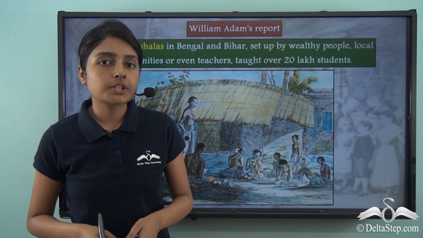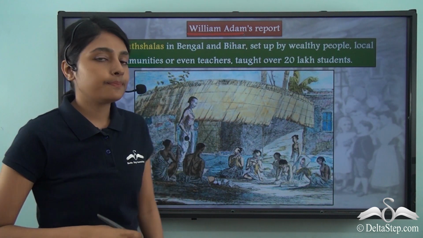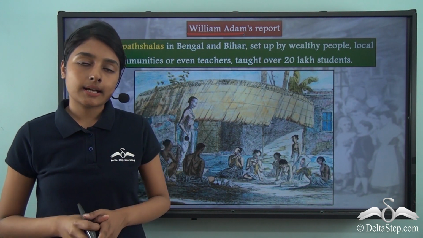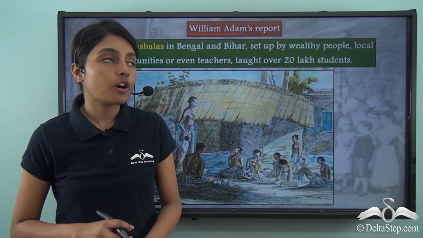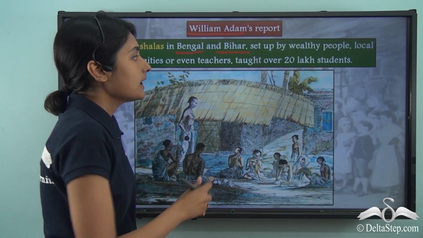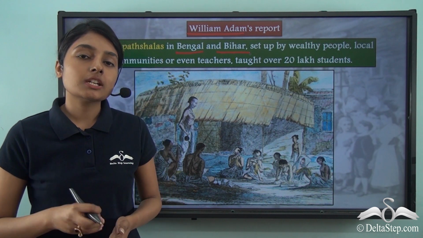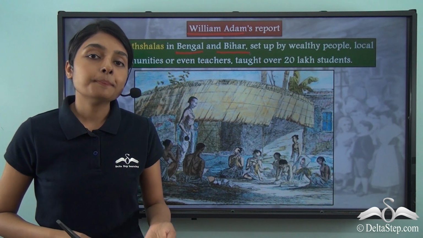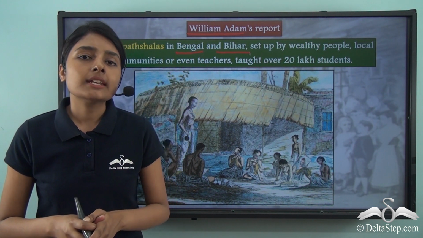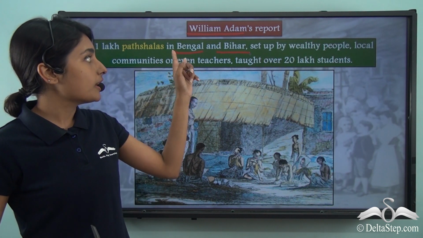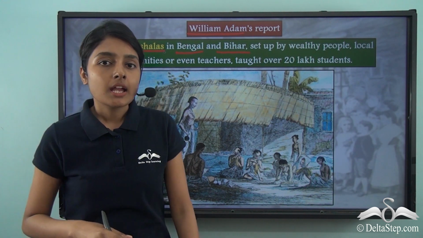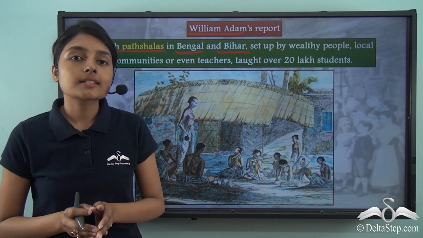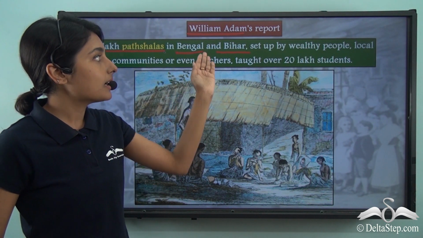Now, in the 1830s, a Scottish missionary by the name of William Adam was appointed by the East India Company, and it was William Adam's task to go around in the schools in the districts of Bengal and Bihar and to see how primary education in vernacular languages was being imparted at these schools. And when he began his survey, he found that there were around 1 lakh pathshalas. Now, these pathshalas were small centers of learning in these districts in Bihar and Bengal.